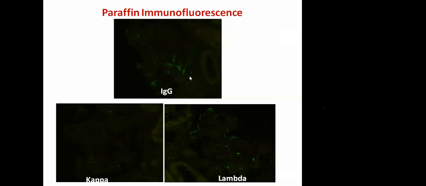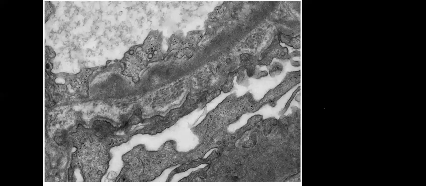I thought that I'll do paraffin immunofluorescence also to be sure that surely there is lambda restriction. So paraffin immunofluorescence also showed this kind of segmental deposits, which are negative for kappa but positive for lambda. So the diagnosis on LM and IF was whether we are dealing with an MGN with dysproteinemia or something else. So most likely that was a suspicion.